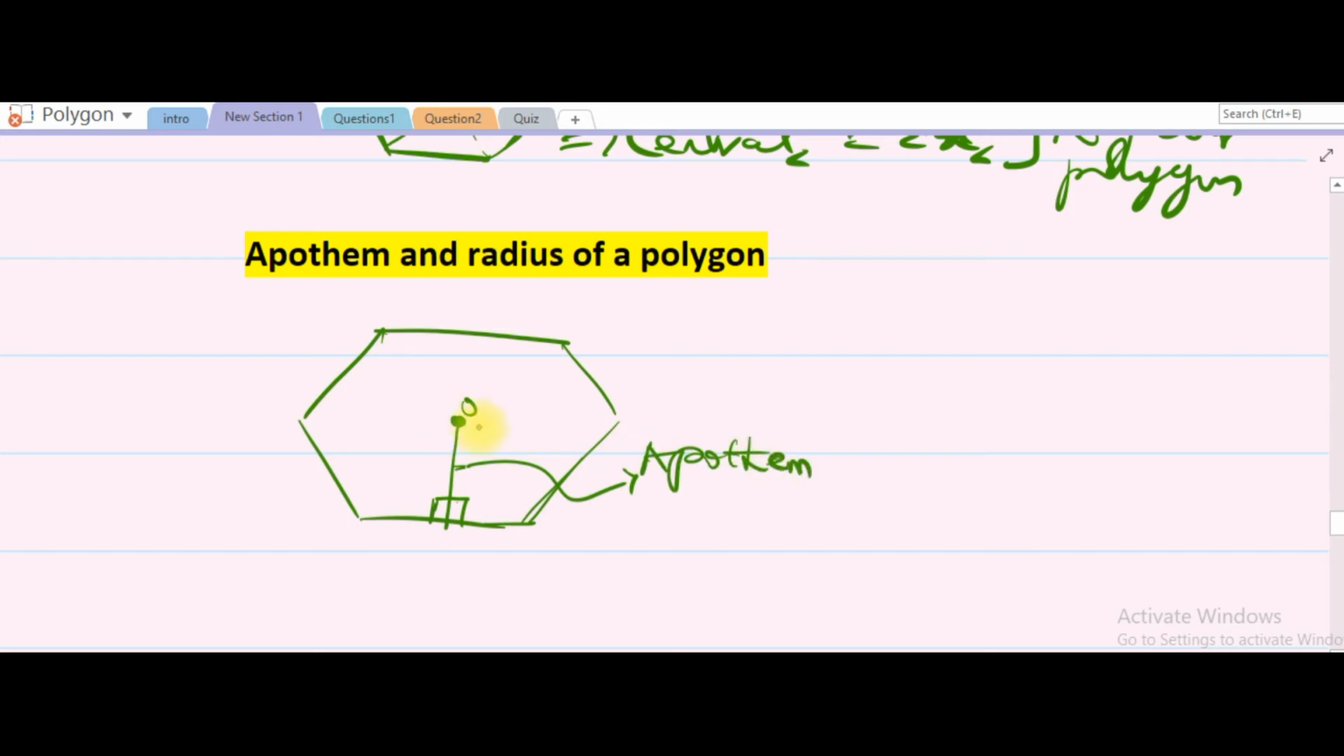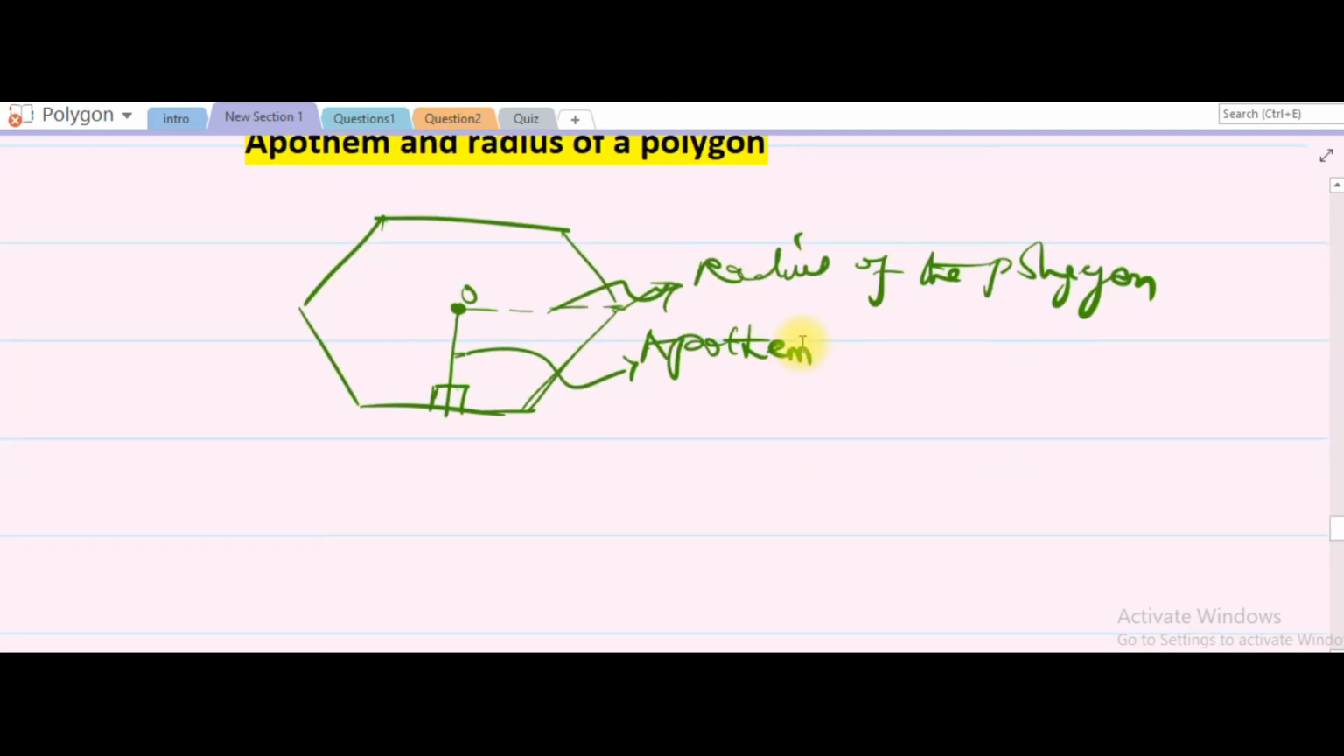While the distance from the center to any vertex is the radius of the polygon. So the radius is just the distance from the center to the vertex, while the apothem is the perpendicular distance. It must be a perpendicular distance. So also we can redefine the two.